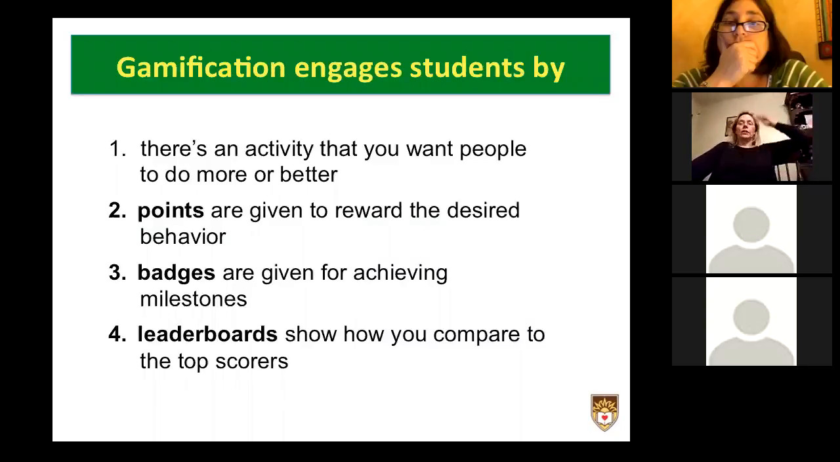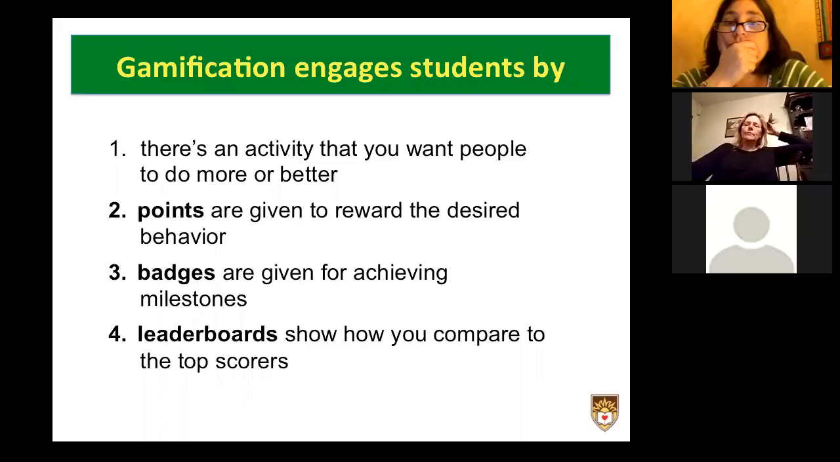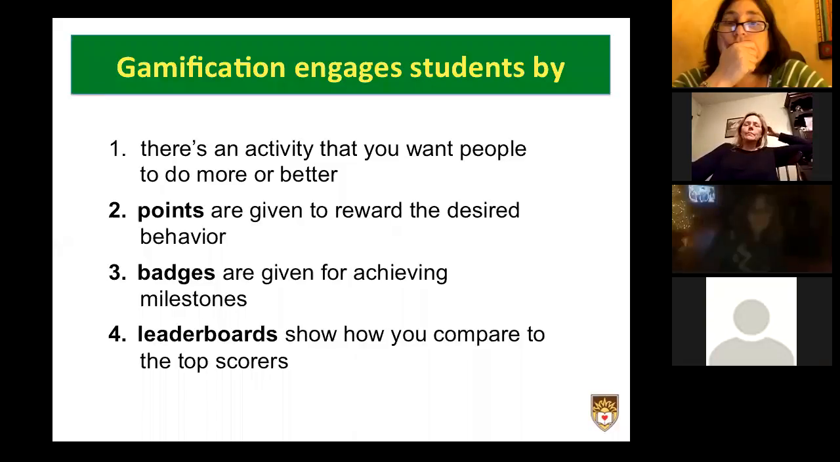So gamification traditionally is characterized by these 4 steps. First, there's an activity where we want people to do more of it or we want them to do it better. Often, it's not an intrinsically interesting activity, like learning the multiplication of fractions or maybe learning the various social studies concepts that some of our participants tonight teach.